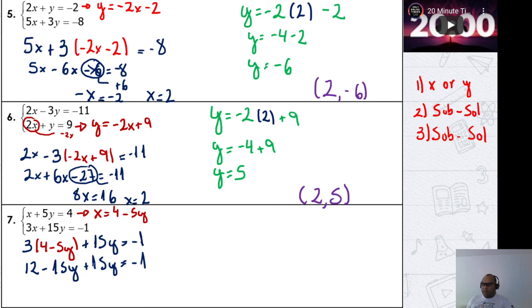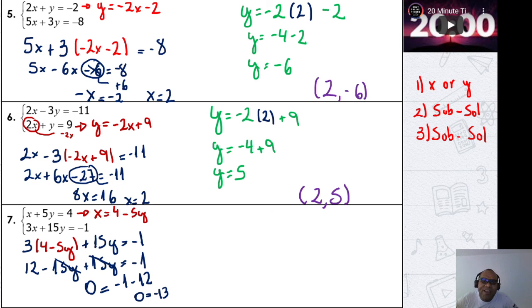Just move the variable and combine like terms if it's possible. If you do it, guys, you will see what? Let me see here. Let's move this one. Oh, 12 will be negative 12 on the other side. Negative 15y plus 15y is 0. Here is 0. Yeah, 0. Negative 1 minus 12. It is 0 equals negative 13. Mister, is it possible?